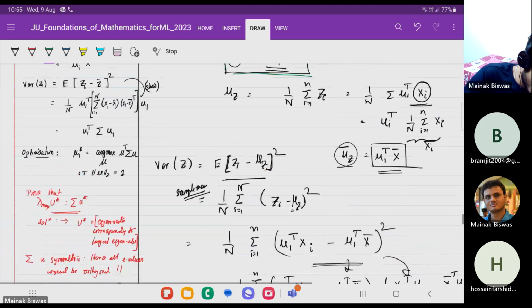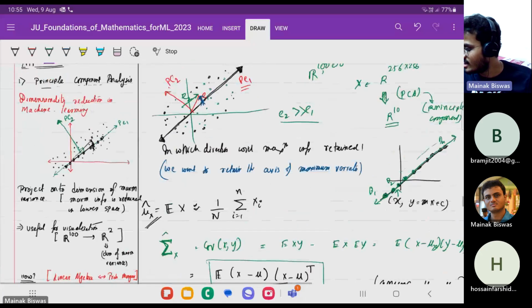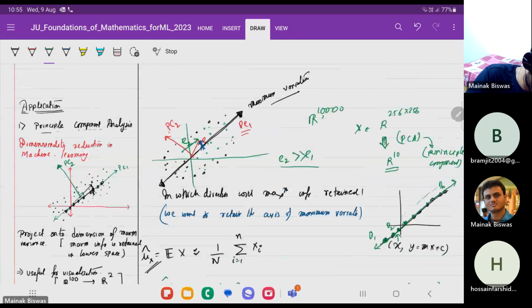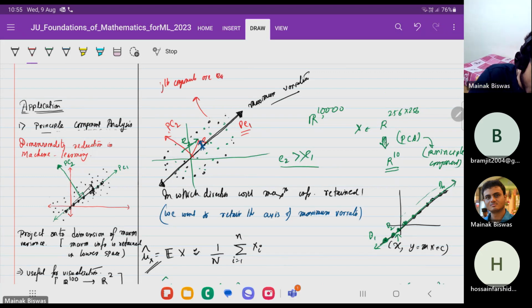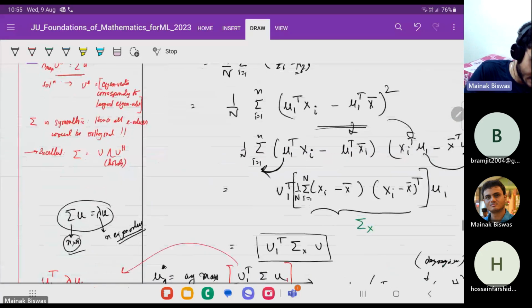So the components of these are equal to the jth components are equal to the jth eigenvalue. So I will give you a homework, which will be in your assignment as well.